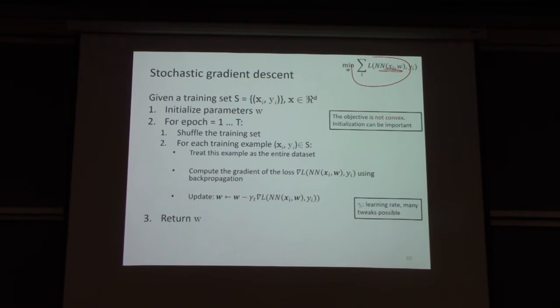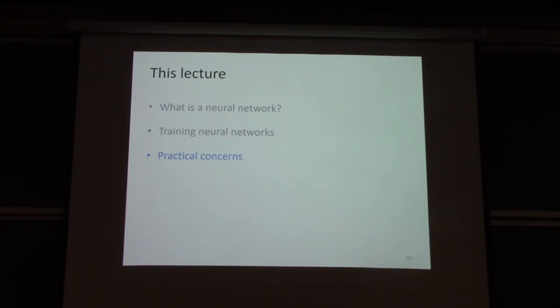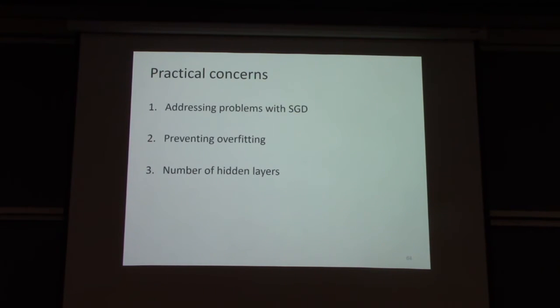There are multiple ways of debugging. One of them is the following. Even though the objective is not going to get to a global minimum, typically it decreases. I'll get to that in a minute. I'll get to the practical aspects actually right now. There are many practical concerns with using neural networks.